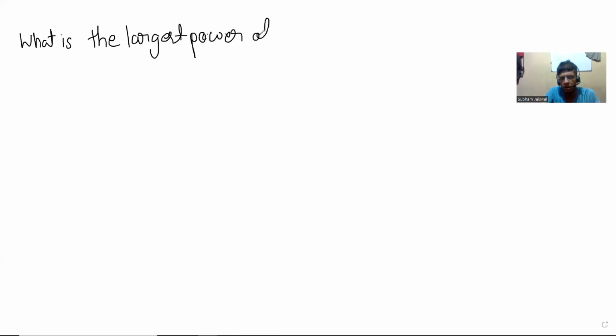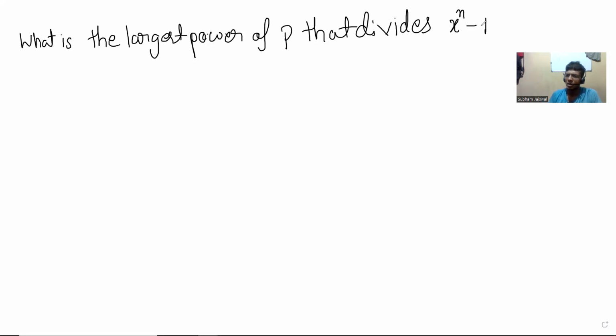Okay. So here, the type of thing that we are interested in is to understand what is the largest power of a prime P that divides a number of the form x to the n minus 1. Obviously, there will be some more conditions, but this is what we are interested in understanding.